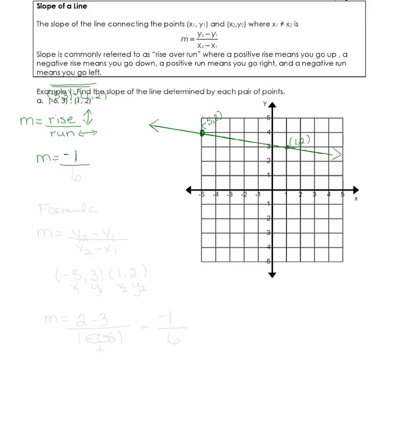And from there, I went down 1, I'm going to run. Now, to get to 1, 2, am I running to the left or am I running to the right? Right. Where I run to the right, that means I'm going positively. If I was running to the left, I would go negative. So we count over. 1, 2, 3, 4, 5, 6. That's your slope. -1/6.